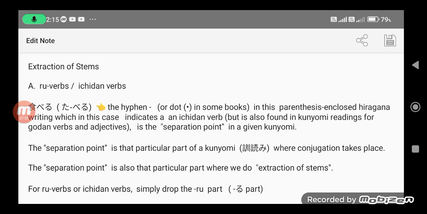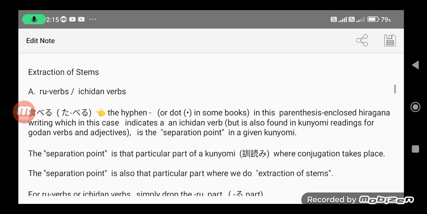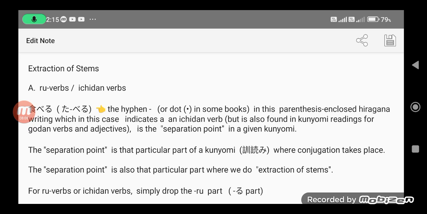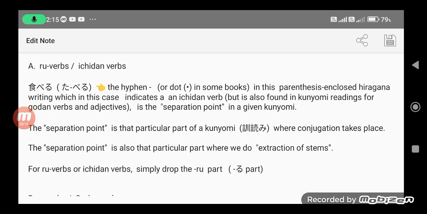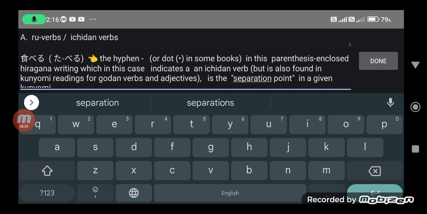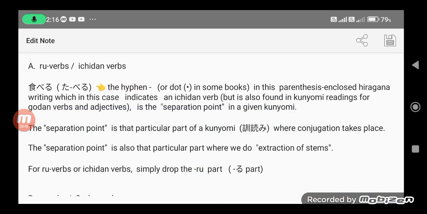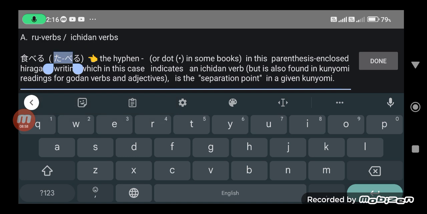Do you remember in our last lesson 0012, we discussed there the ru-verbs or ichidan verbs. When we are to do extraction of stem for a ru-verb or ichidan verb, let's say for example taberu, meaning to eat, taberu. You notice the hyphen, or in other books a dot, the hyphen or dot in some books. In this parenthesis enclosed hiragana writing, which in this case indicates an ichidan verb. This indicates an ichidan verb, but it is also found in kunyomi readings for Godan verbs and adjectives. This hyphen here, let me point out that hyphen.